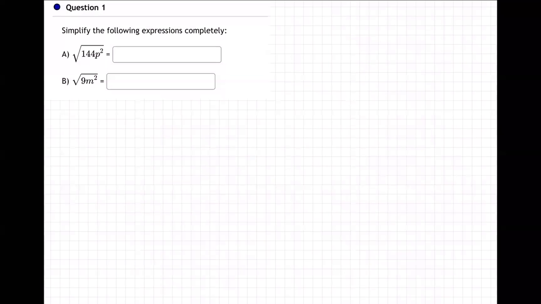Okay, so we're talking about square roots. How do we do the square root of 144 p squared? What's up with square roots? Let's talk about square roots for just a minute. I think you guys probably already know.